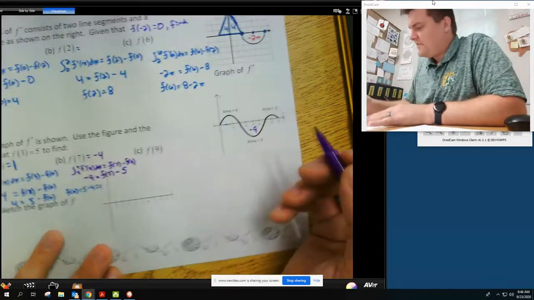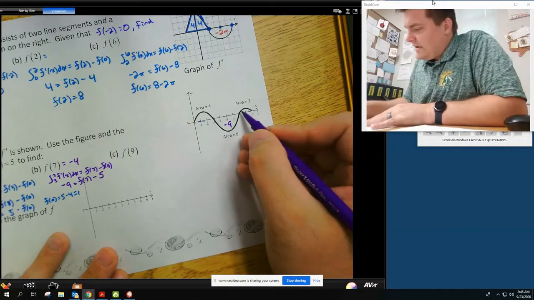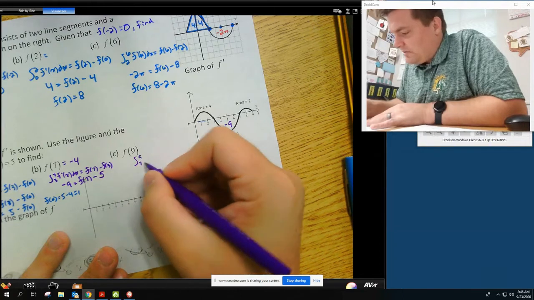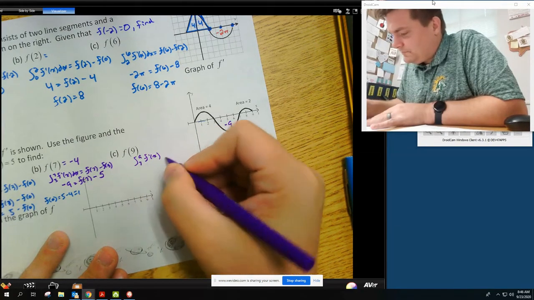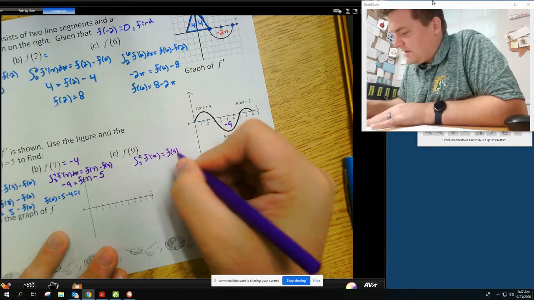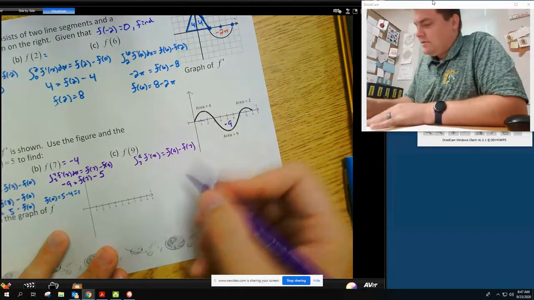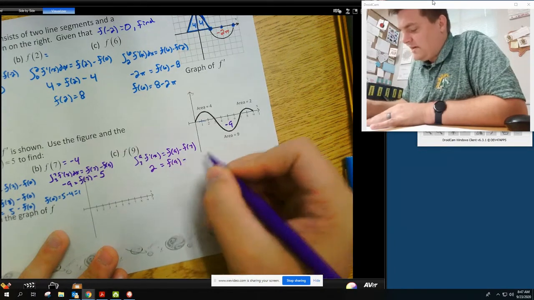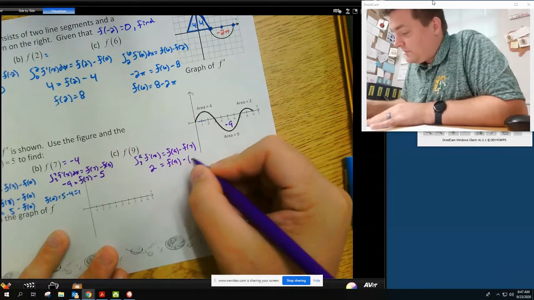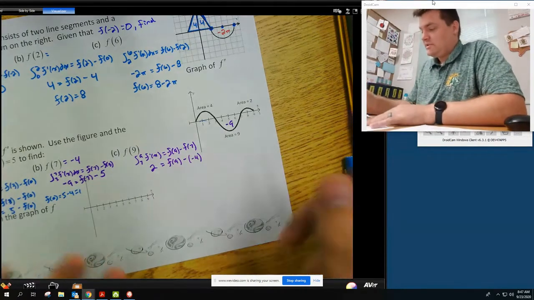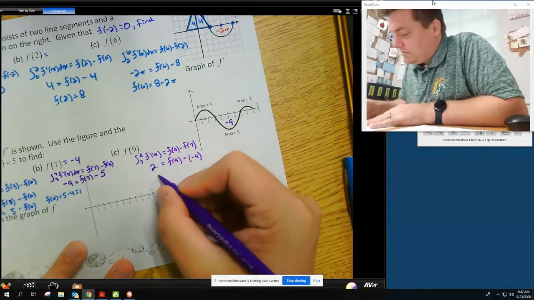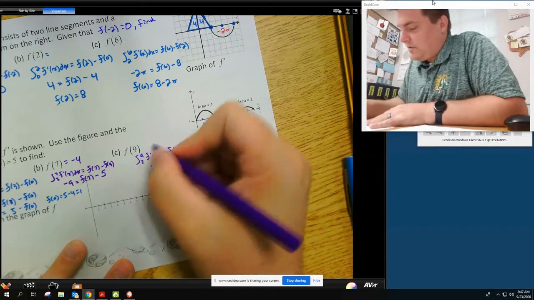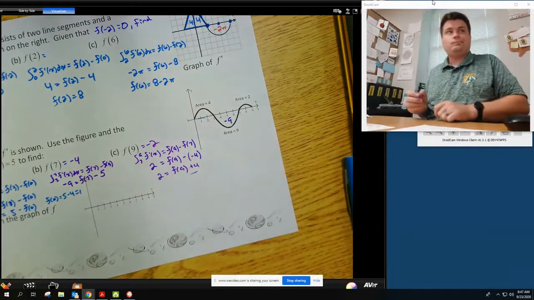And then for f of 9, I can just go from 7 to 9 very easily without having to count too much. And that's going to equal f of 9 minus f of 7. So this is 2, which equals f of 9 minus f of 7 is negative 4. So that's going to give me 2 equals f of 9 plus 4. So subtract that, and you're going to get negative 2.